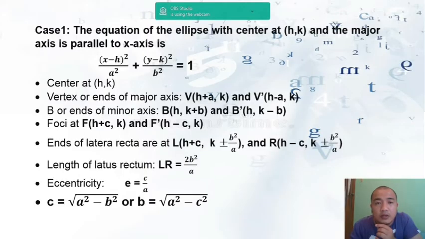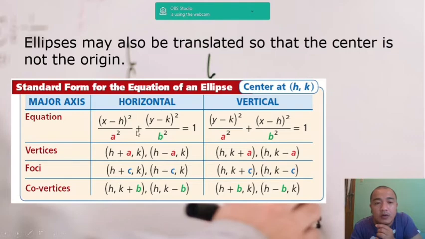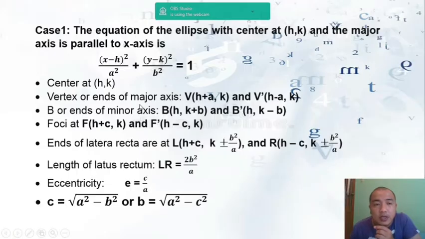Okay? So, andito na tayo sa case 1. Case 1 is yung horizontal yung major axis. So, case 1, the equation of the ellipse with center at (h, k) and the major axis is parallel to the x-axis. This is the equation. And try to memorize. These are the formulas for case 1. Center at (h, k). Vertex or ends of major axis: (h plus a, k) and (h minus a, k). Ends of the minor axis: (h, k plus b) and (h, k minus b). Then we have here foci: (h plus c, k), (h minus c, k).